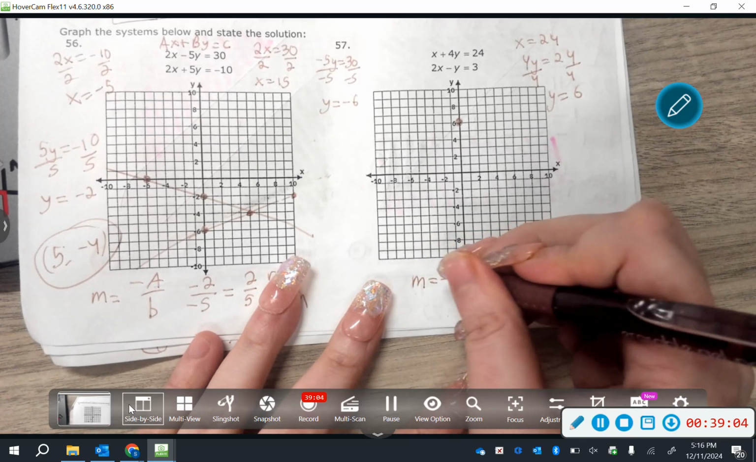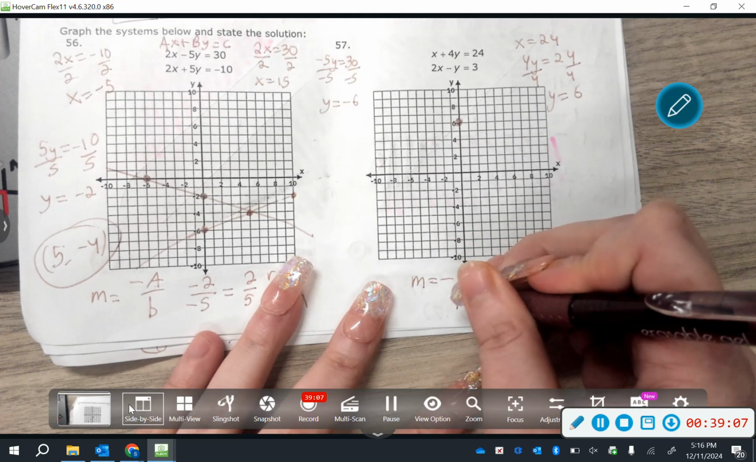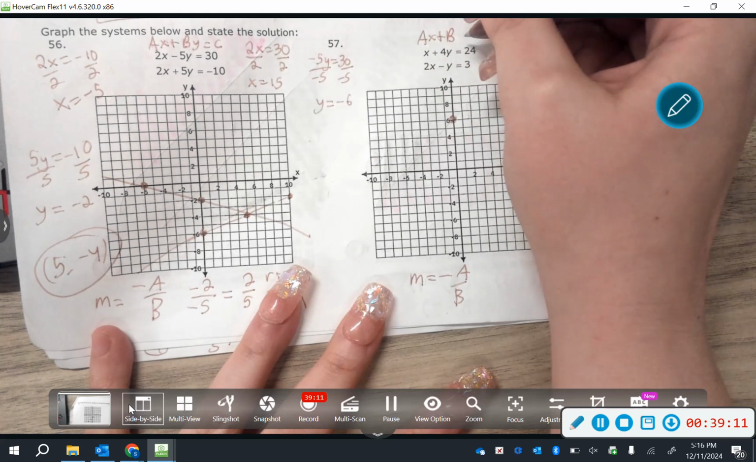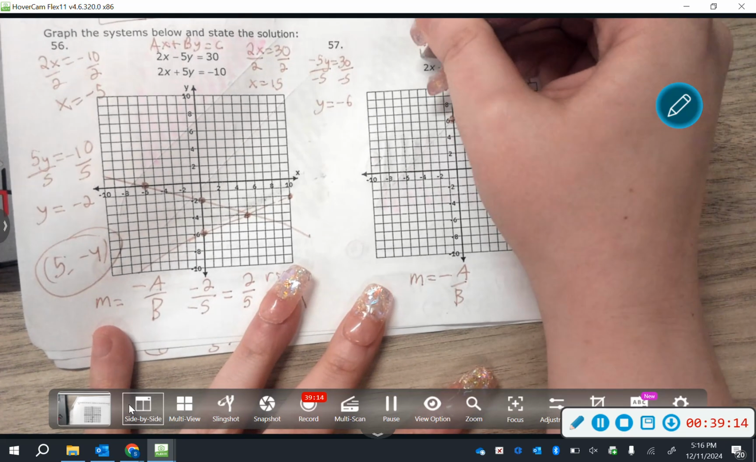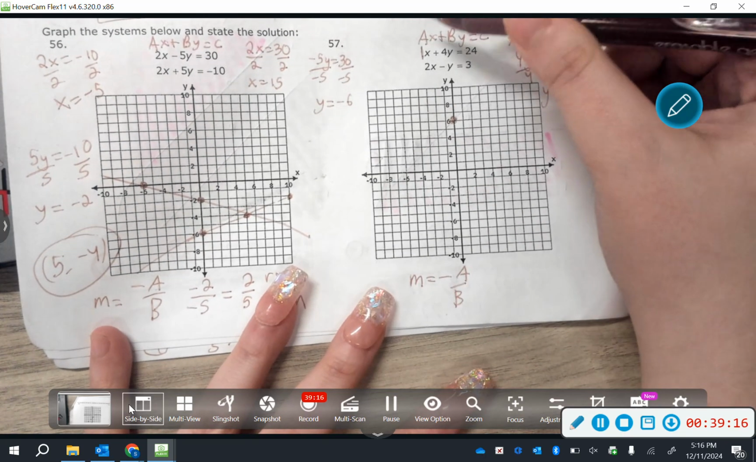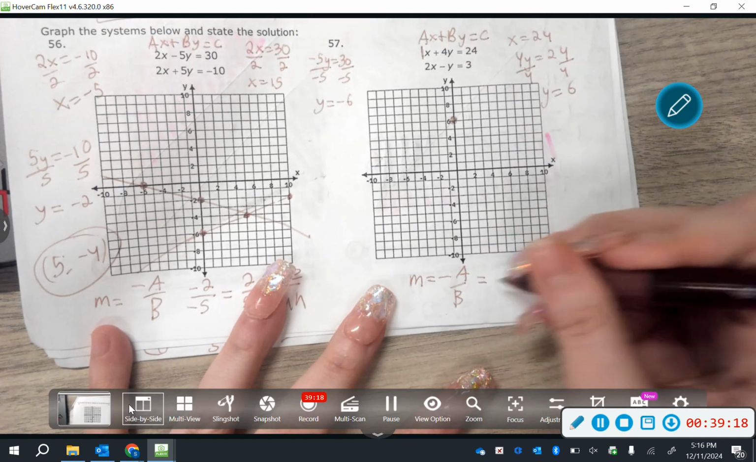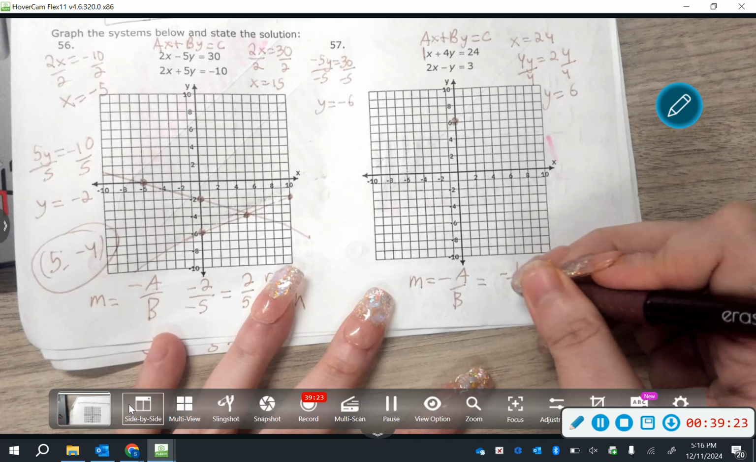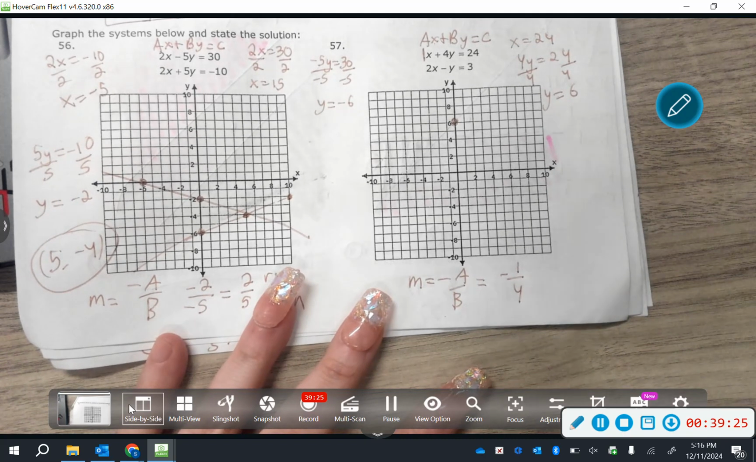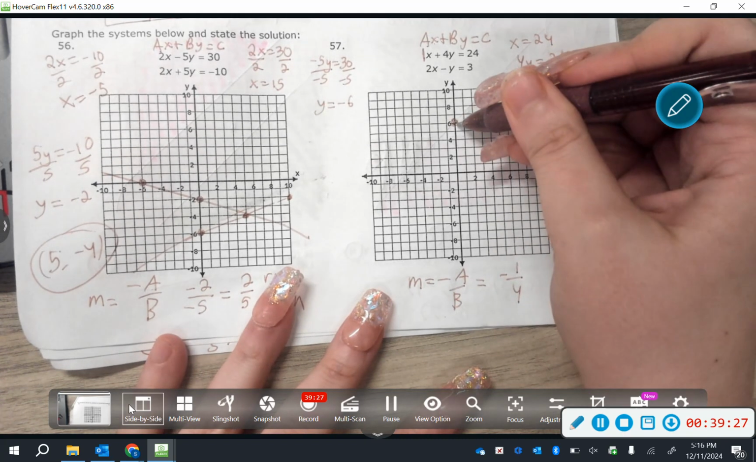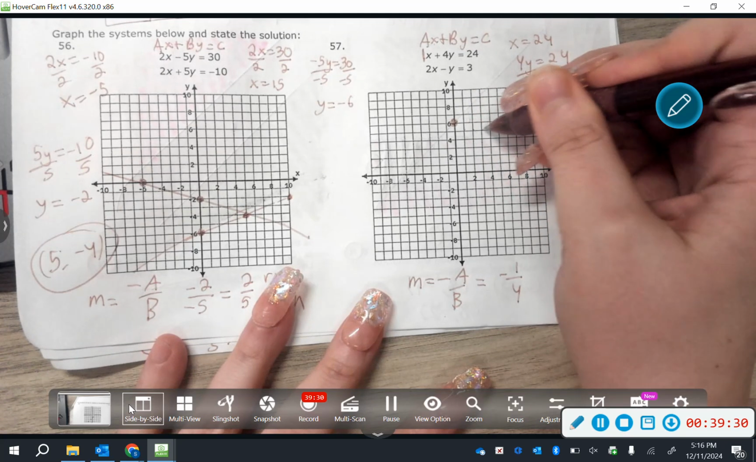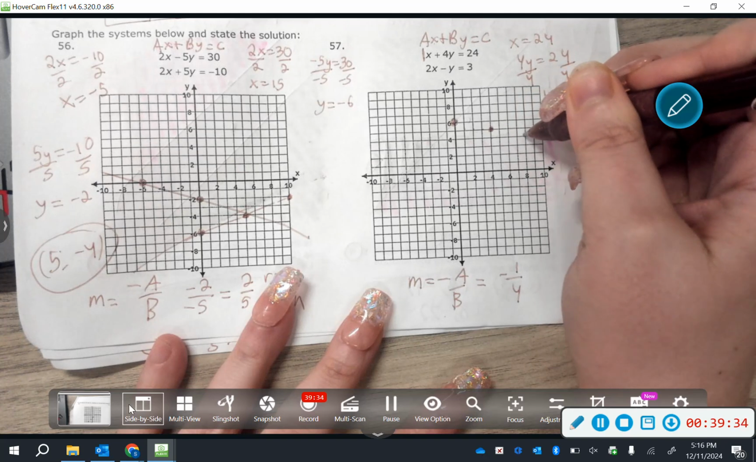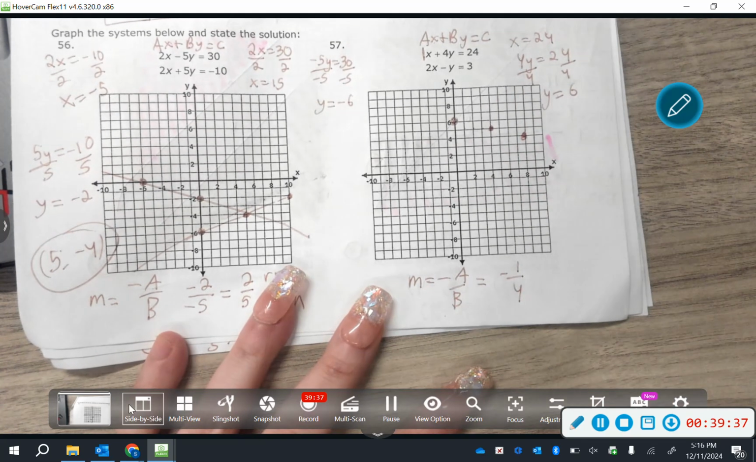So m equals opposite of A over B. Ax plus by equals c. If there's no number in front of our x, it's 1. Well, the opposite of a positive 1 is negative 1. And then my b is 4. So my slope is negative 1/4. So I'm going to go down 1, right 1, 2, 3, 4. Down 1, right 1, 2, 3, 4. And sketch in my line.